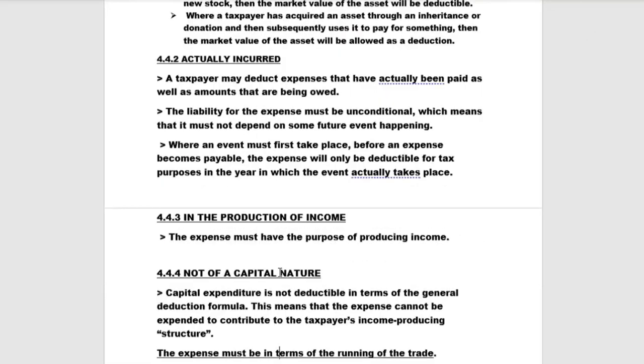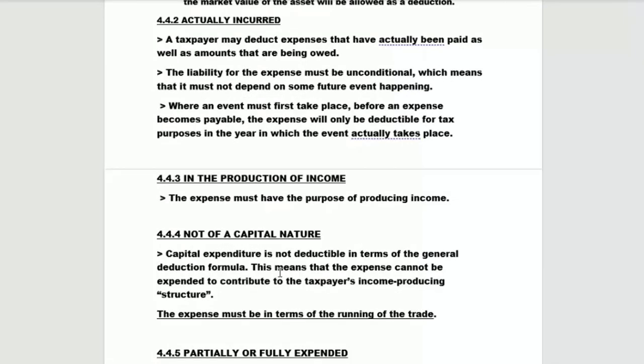Actually, in CAT, a taxpayer may deduct expenses that have actually been paid, as well as the amounts that have been owed. The liability for the expense must be unconditional, which means that it must not depend on some future events that would happen or accrue. So when an event must take place before an expense becomes payable, the expense will only be deductible for tax purposes for that year in which the event actually took place.